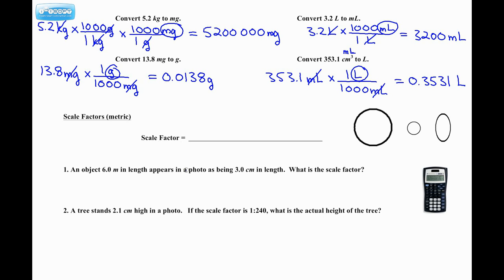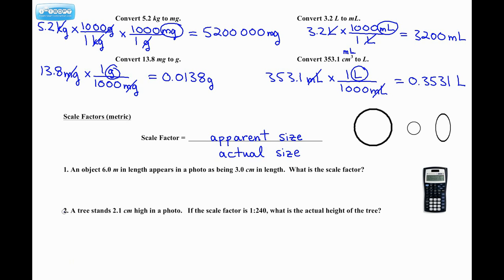So a scale factor is actually a ratio of whatever it is we're looking at. It's the apparent size, so it's what it appears to be, divided by the actual size. So it's like what fraction of the actual size is the apparent size? Okay. So this, of course, is a ratio.